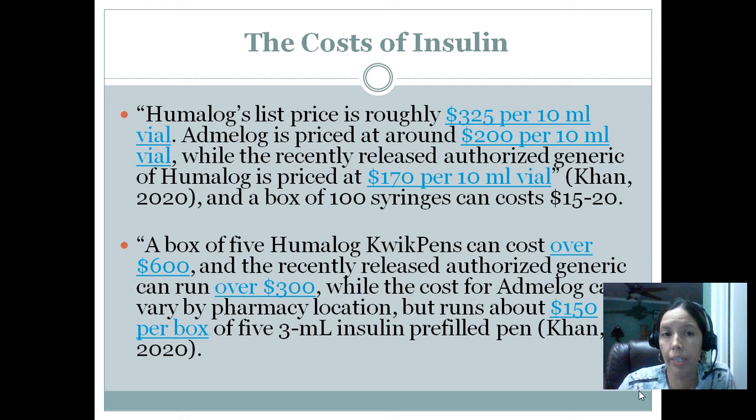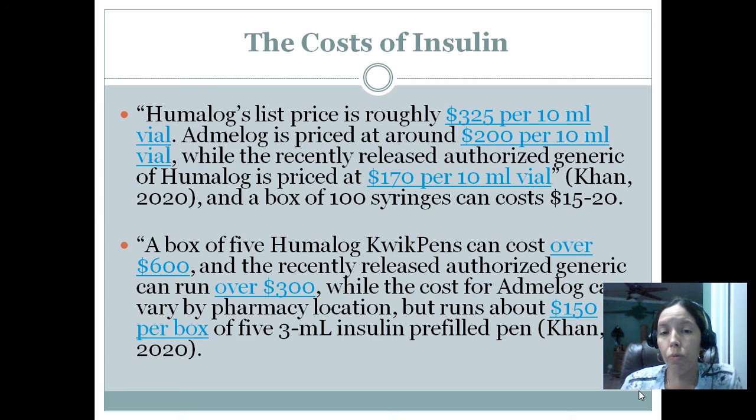So as for the cost of insulin, Humalog being one of the most expensive is roughly $325 for a 10 milliliter vial, while Admelog is priced at around $200 for a vial, and the authorized generic of Humalog is priced at $170 for a 10 milliliter vial, plus the cost of a box of 100 syringes, which can cost $15 to $20 in price.